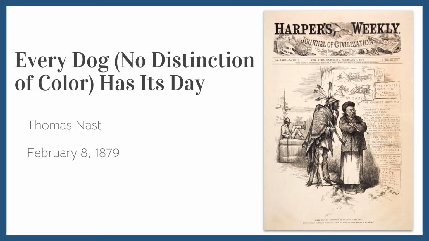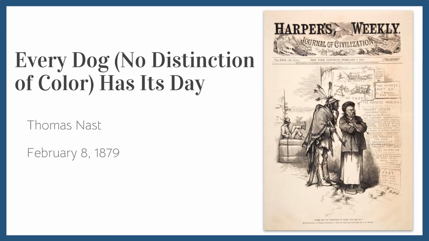The piece is titled "Every Dog, No Distinction of Color, Has Its Day," and was published February 8, 1879. The drawing features a male Native American looking over the shoulder of a Chinese immigrant. They are both dressed in stereotypical garb, but their demeanor and facial expressions show them thoughtful and alert as they read signs posted on a public declaration board. This is in contrast to the African American man relaxing against a wall in the background, next to a sign that reads, "My day is coming."